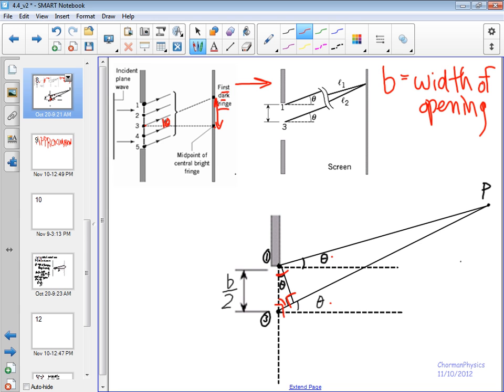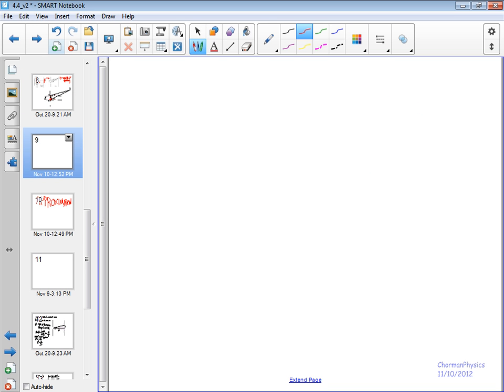Given that b is the width of the opening, b over 2 is the hypotenuse of this triangle. If point P is the position of the first dark fringe, then the path difference from P to 1 and P to 3 must be half lambda.